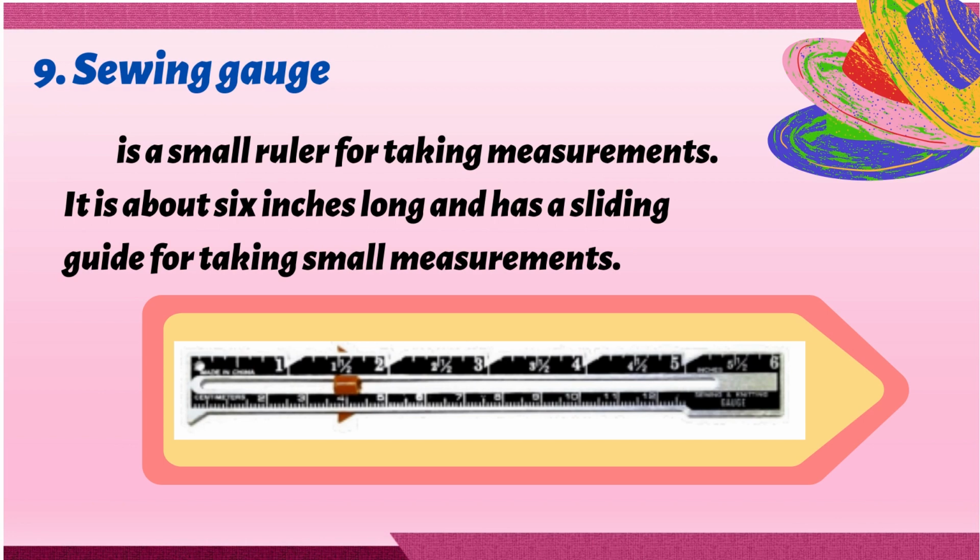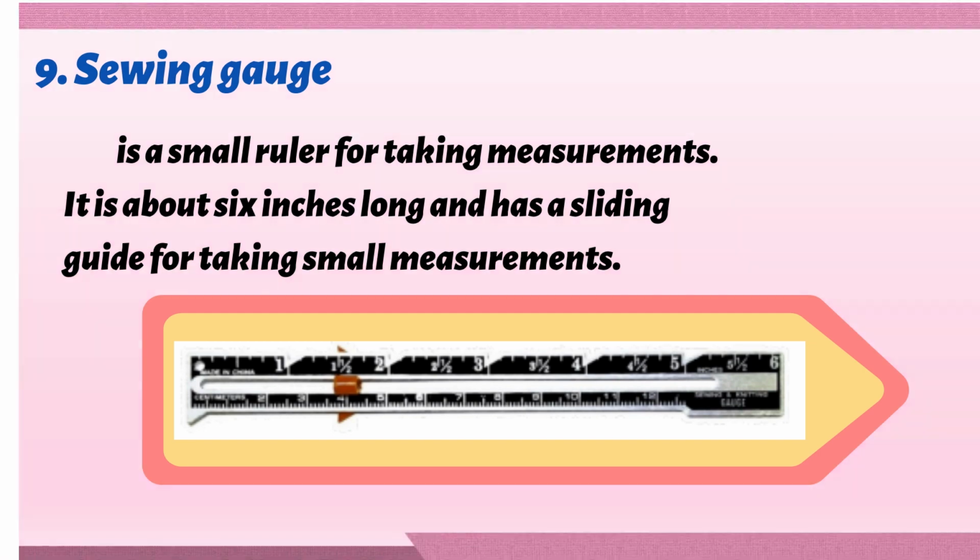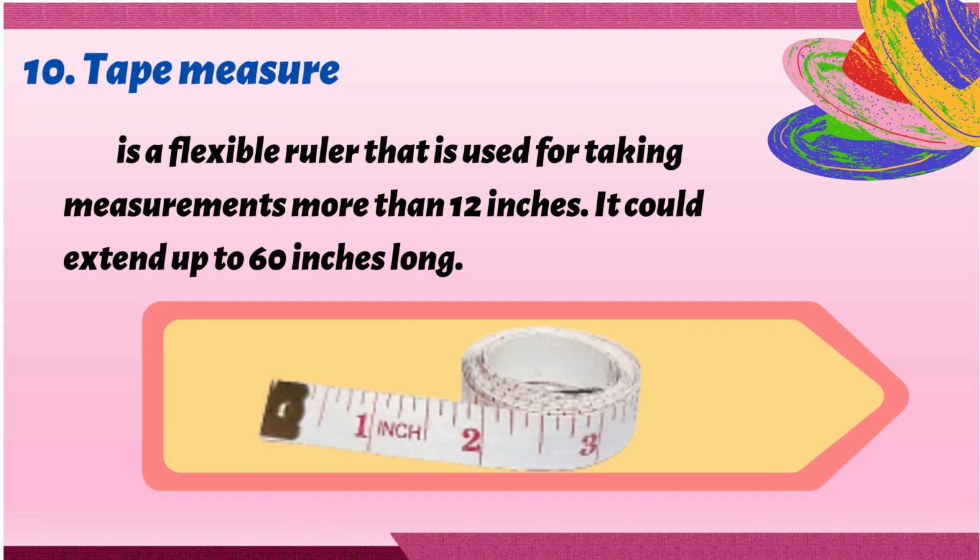Sewing gauge. Sewing gauge is a small ruler for taking measurements. It is about 6 inches long and has a sliding guide for taking small measurements. Tape measure. Tape measure is a flexible ruler that is used for taking measurements of more than 12 inches. It could extend up to 60 inches long.